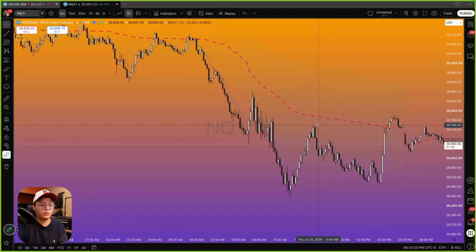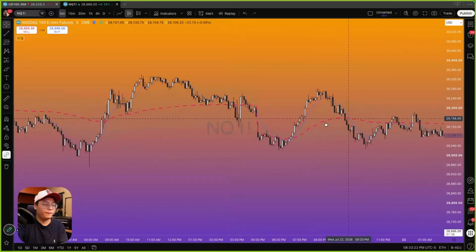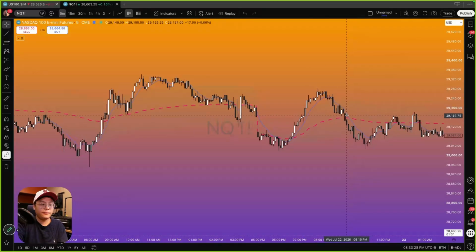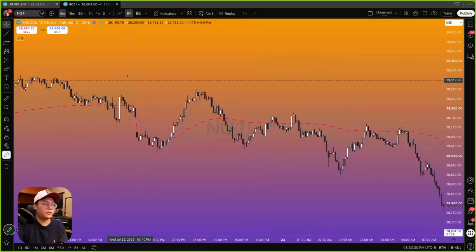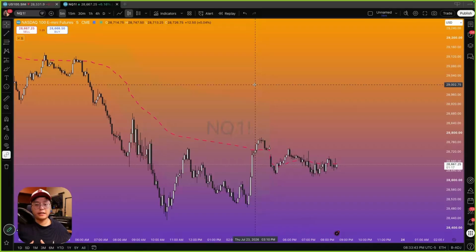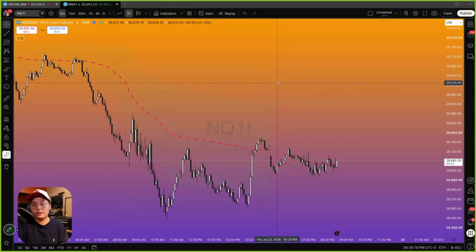So this is another example of why it didn't cross up. But when it does go, it does go back to VWAP. But yeah, guys, this is my video about how to use VWAP properly. So don't use it solo.